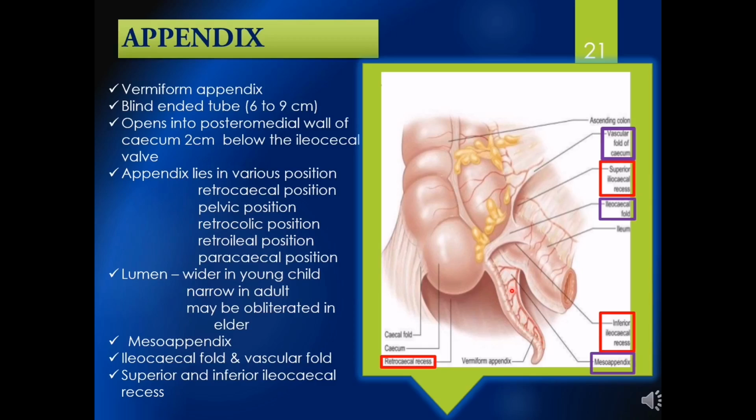Peritoneum of the cecum reflected downwards to the floor of the right iliac fossa, forming a space, retrocecal recess. Appendix may lie here. Ileocecal fold attaching ileum to cecum. Between this fold and mesoappendix, there is a space called inferior ileocecal recess. There is a vascular fold lies in front of the terminal ileum. Behind this fold, there is also a space called superior ileocecal recess.